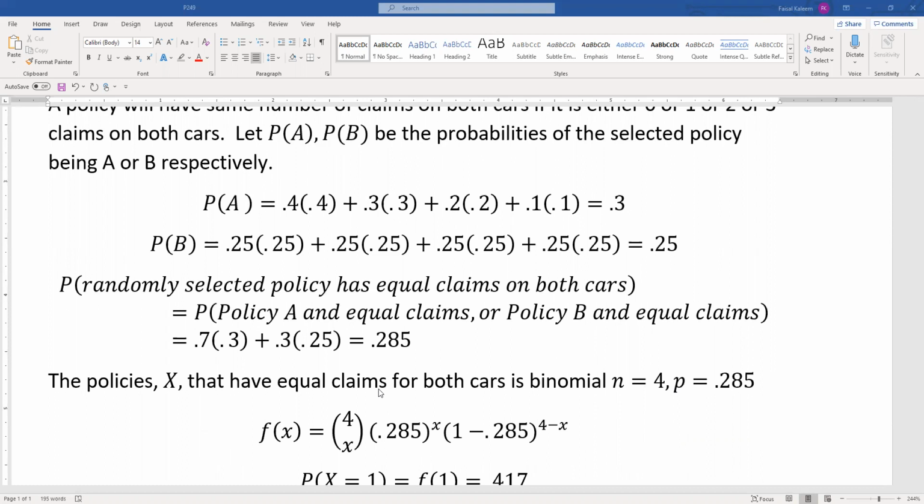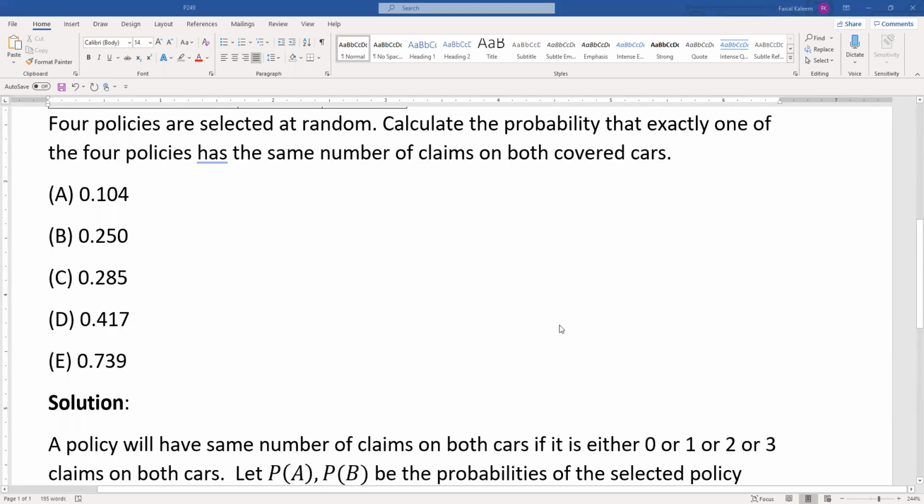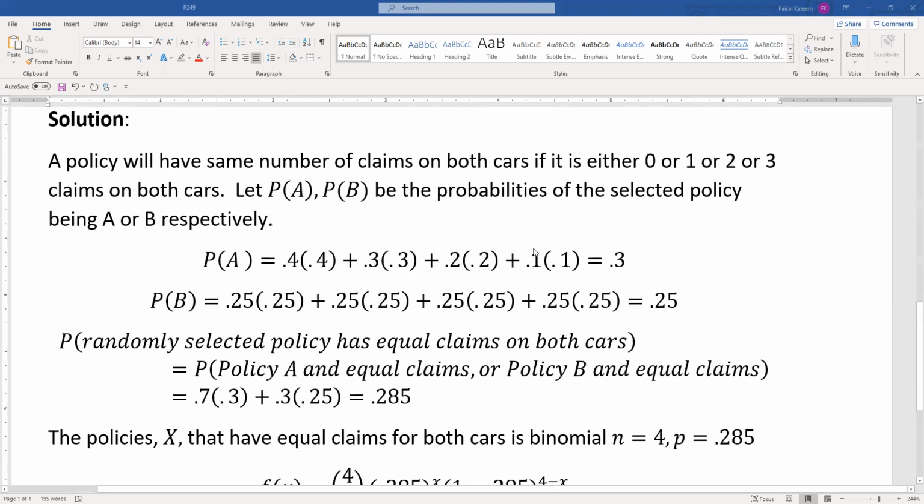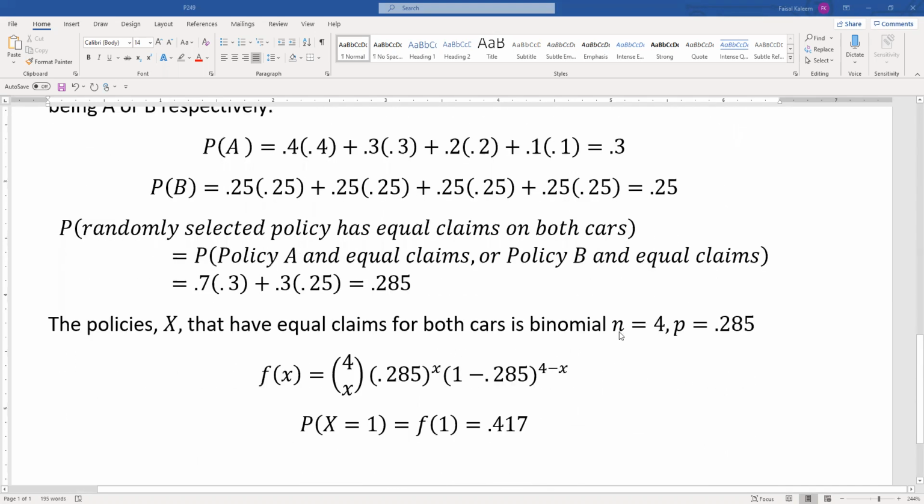So our question was, among 4 policies that are randomly selected, calculate the probability that exactly one of the 4 policies has an equal number of claims on both cars. So it's a binomial situation with n equals 4. The probability of one policy having an equal number of claims is 0.285. So that's little p. Then we have to find the probability that exactly one of the four has equal claims. So x is equal to 1.